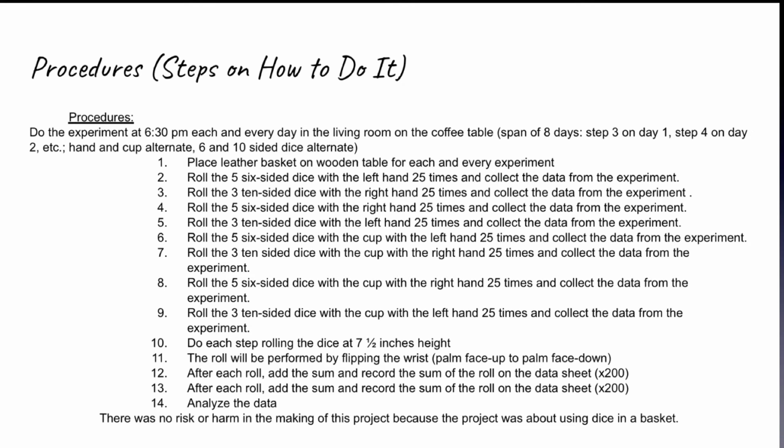These are my procedures for the science fair experiment, and these are the steps on how to do it. First, you want to do the experiment at whatever time you please, and you can do it in any room that you want, living room or whatever. You can do it over a span of 3 days, and you can use step 2 on day 1, step 3 on day 2, and so on. You have to alternate the hand and cup, and alternate the 6 and 10-sided dice. Do these steps in order so that you can get the best results possible.